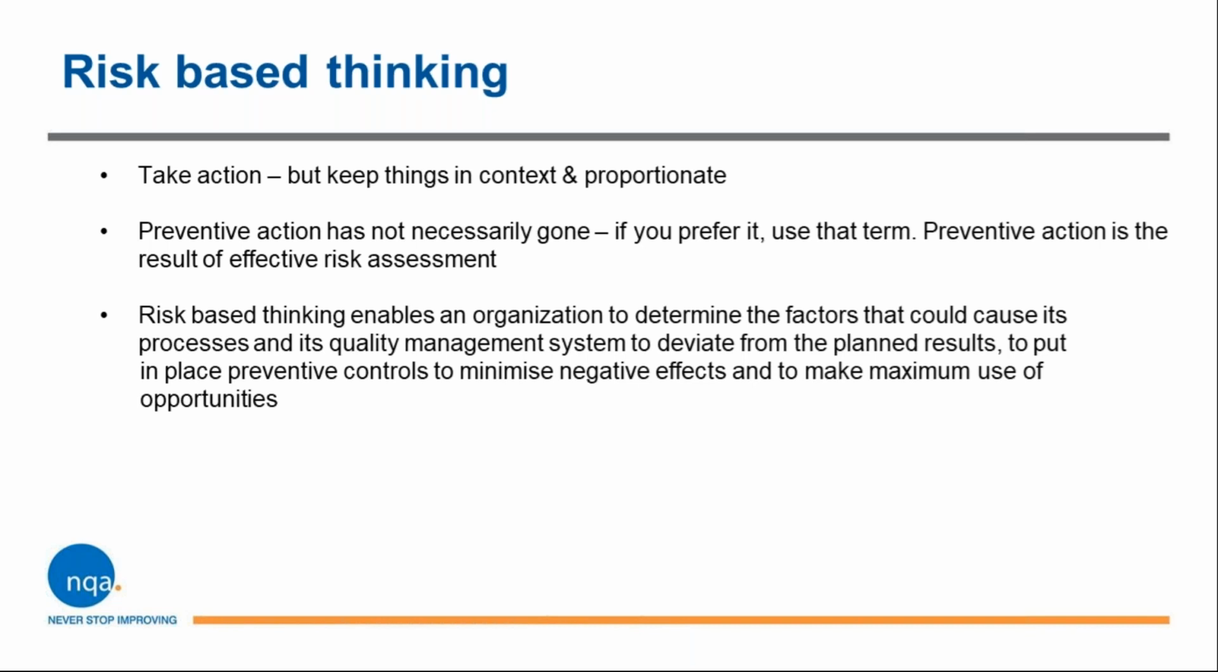So when you're looking at risk-based thinking, essentially it's enabling your organisation to determine the factors that could cause your processes and its management system, quality management system there, but essentially any management system, to deviate from the planned results, to put in place preventive controls to minimise negative effects and to maximise the use of opportunities. So they're the key things there. It's what you're planning to do. It's the planned results of the management system.